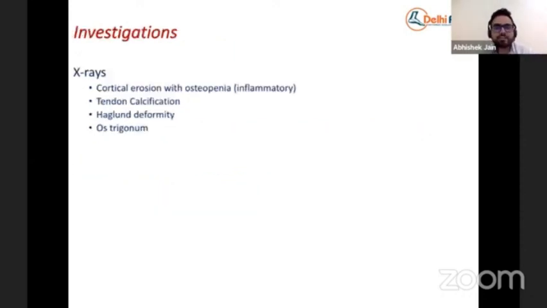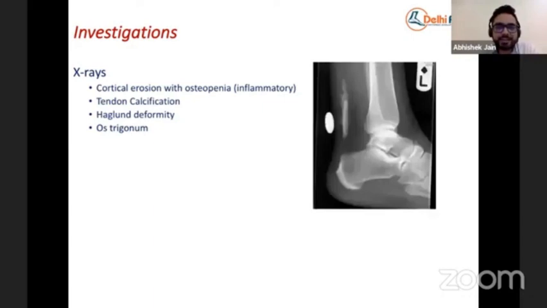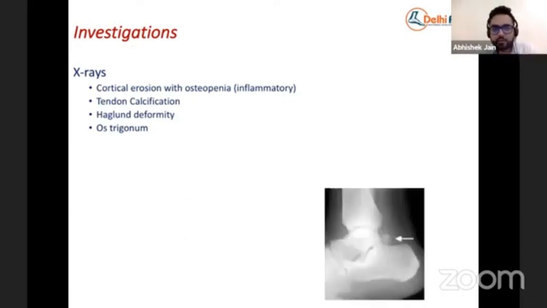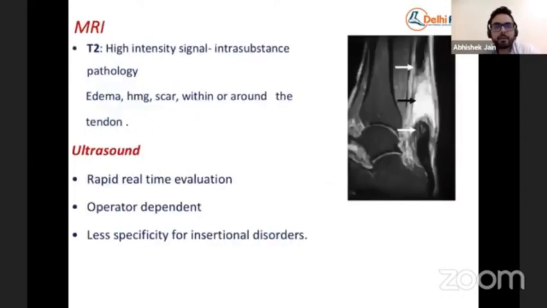Now, what investigations can we do? X-rays, very common. Cortical erosions with osteopenia can be seen. Tendon calcification can be seen. A Haglund deformity again, and os trigonum. MRI, a T2 weighted image, high intensity signal reflects intrasubstance pathology like edema, hemorrhage, scar within or around the tendon. Ultrasound gives rapid real-time evaluation. It is operator dependent and less specific for insertional disorders.